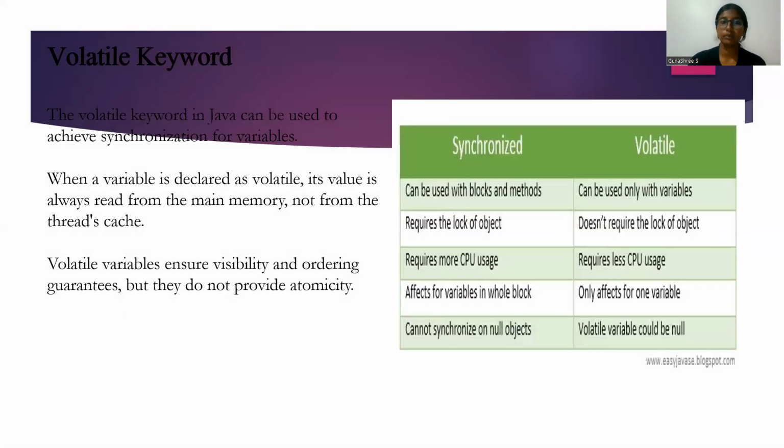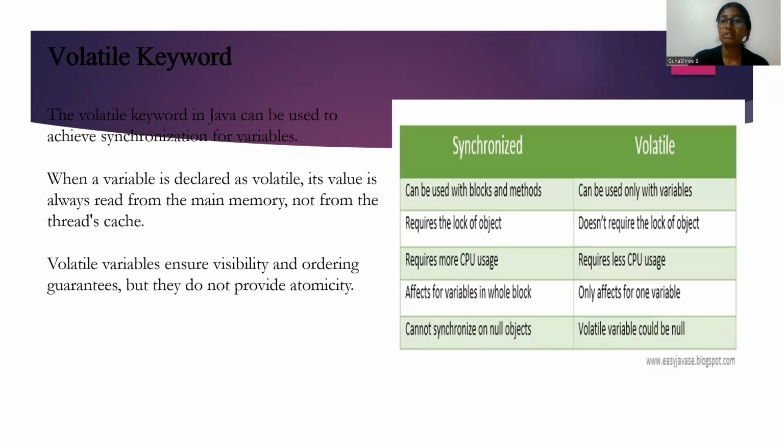Now the volatile keyword. What is the volatile keyword used for? Mainly, it is used to achieve synchronization for variables in Java. If a variable is declared as volatile, its value is always read from the main memory and not from the thread cache. Volatile variables ensure visibility and ordering guarantees, but do not provide atomicity.